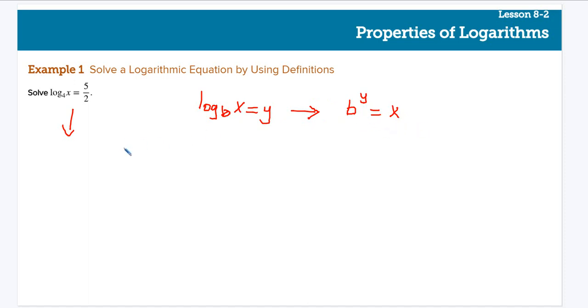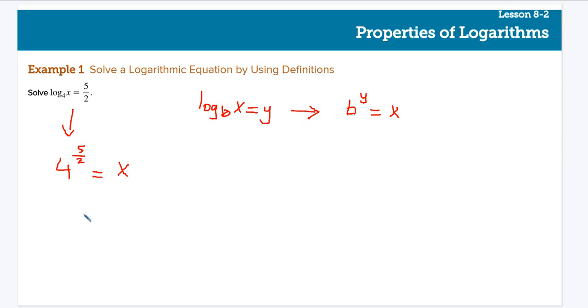So basically we will do the same thing here. Since 4 is the base here, that will be a 4 here as the b, and x and 5/2 will switch. So 5/2 will be our exponent now, and x will be on the other side. There we go. That's how we convert to an exponential equation, remember from last week.